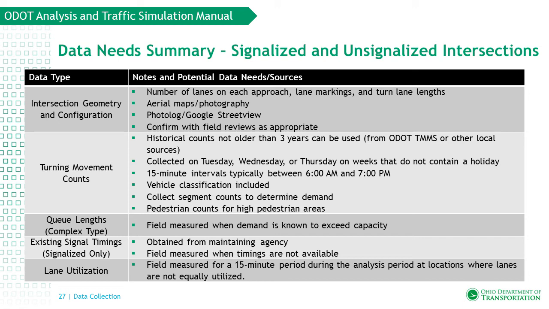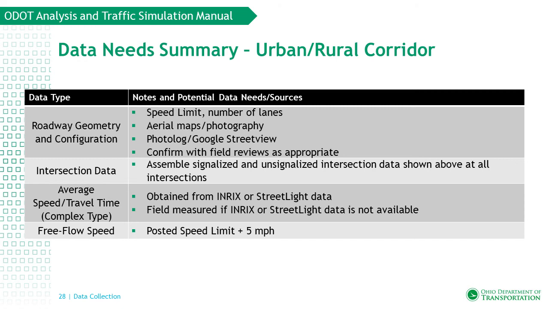equally utilized. When analyzing an urban or rural corridor, the roadway geometry and configuration in terms of speed limits and number of lanes should be obtained using aerial maps or Google Street View and verified in the field as appropriate. The signalized and unsignalized intersection data should be assembled according to the needs summarized previously. For complex type projects, the average speed and travel time should be obtained from NRICS or streetlight data or field measured if this data is not available. The free flow speed for these corridors is determined by adding 5 miles per hour to the posted speed limit.